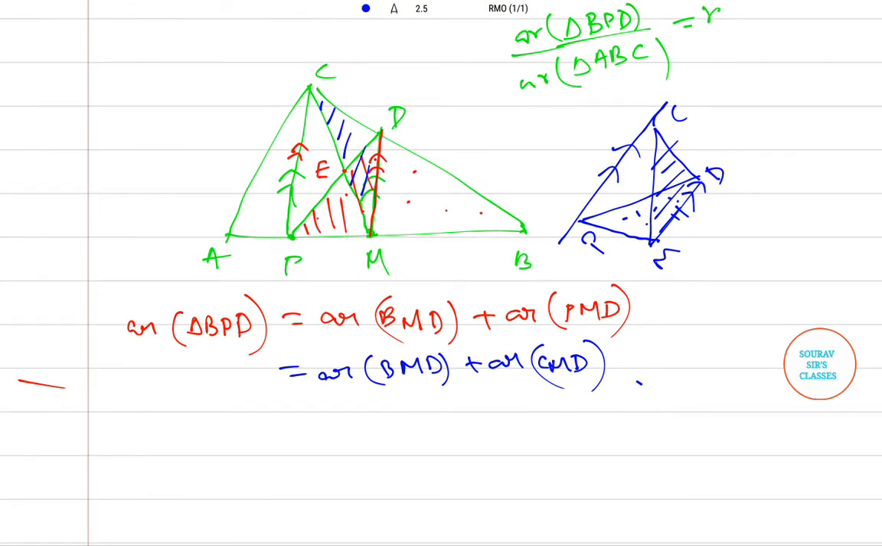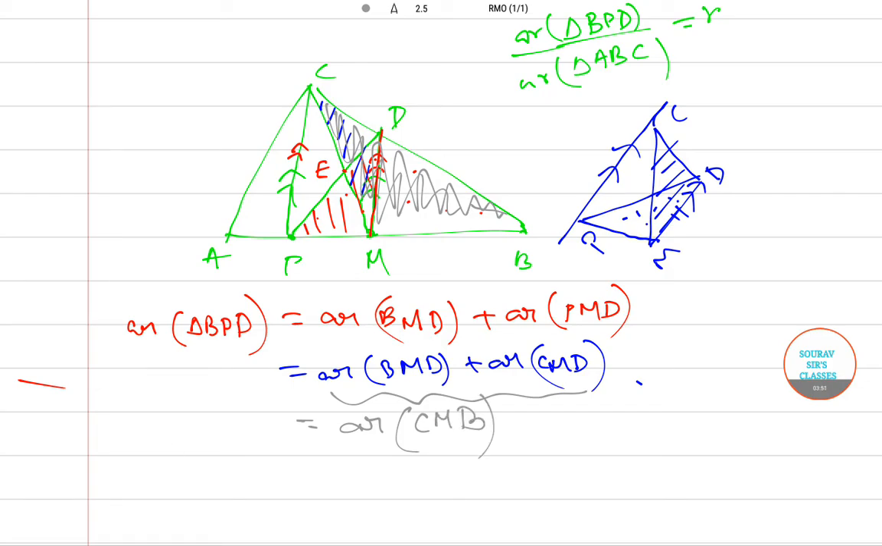So now this total here, these two will make this huge triangle, and this equals the area of the triangle CMB. So the area of triangle BPD will be equal to the area of triangle CMB.